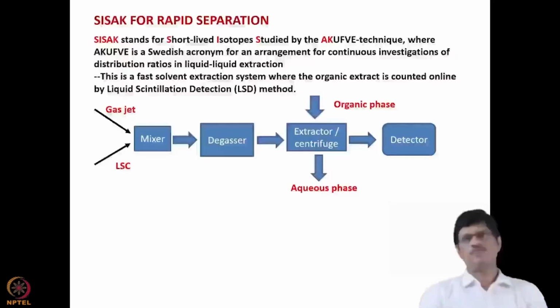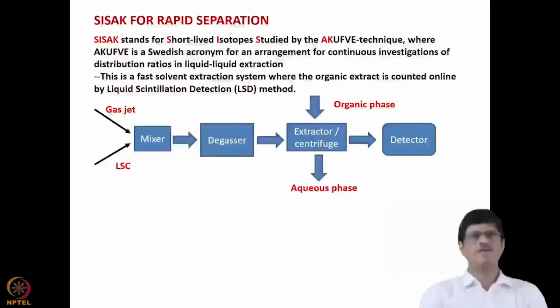So Akufve is a solvent extraction system where automatically after equilibration of the organic and the aqueous phase, a part of this mixture will be pipetted out and it will be centrifuged and separated. All these things happen in a very, very short time period, such that these experiments can be carried out in several minutes or so in case of the Akufve system. And in some cases it can be done even faster, to the seconds level, and it is used for the transactinide separation chemistry studies.